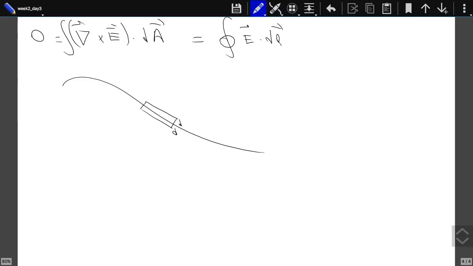Let's take this length to be D, and this length, let's call it A. Let's imagine the loop to go in the counterclockwise sense. And let's also give each segment, each side some name. This is side 1, this is side 2, this is side 3, this is side 4.